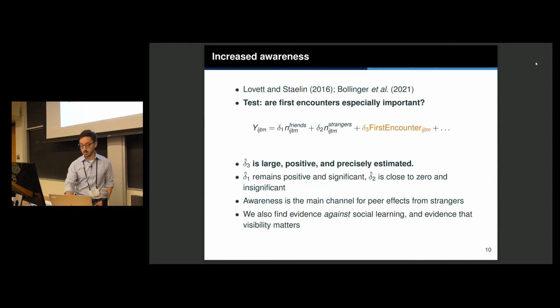So we test some additional stories. We find evidence against social learning, so it's not like you're continuing to learn things from your friends' adoptions. We do find evidence that visibility really matters. If the cosmetic is more visible, then you're a lot more likely to experience an increase in your propensity to adopt. So our conclusion here is there's something special about friends, perhaps even some kind of mere exposure effect that's different from strangers, but that these two types of peer effects do both operate through the awareness channel.